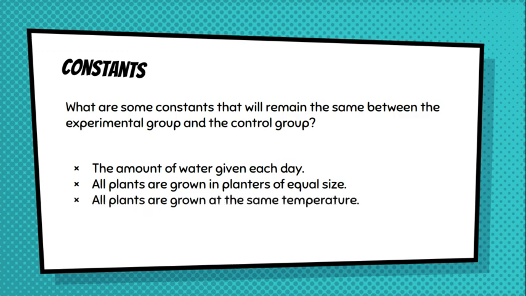They're all grown at the same temperature. I can't have one in the freezer and expect it to grow really well. They all have to receive the same amount of light. I can't have one of them in the dark, even if it was given a lot of fertilizer. That's not going to help it to grow any. So again, constants are things that have to be kept the same, because if they're not, you don't have a controlled experiment.